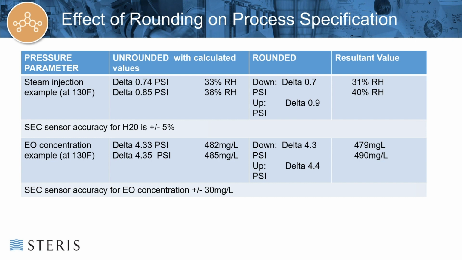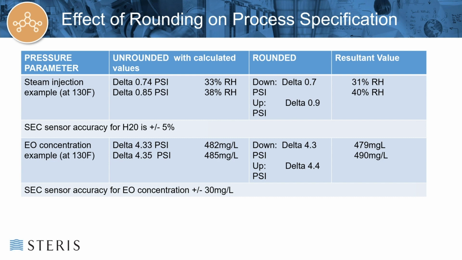Back to the PSI example. Here's an example where steam is injected, and sorry, I'm bouncing back and forth between metric and English. So steam injection at 130 Fahrenheit, if the pressure transducer can record up to 0.74 psi, and again, the 4 is a false sense of accuracy, but we do the calculated values for relative humidity, a change in pressure of 0.74 psi gives you 33% relative humidity.